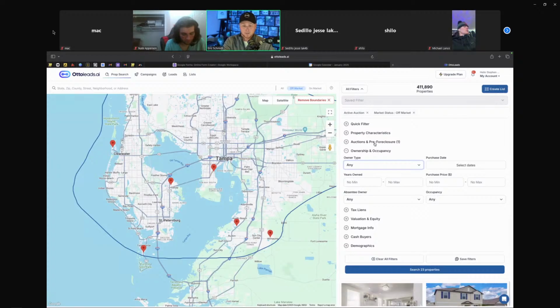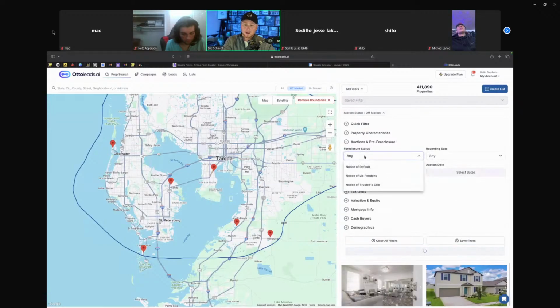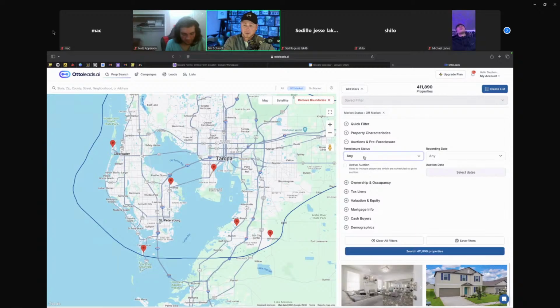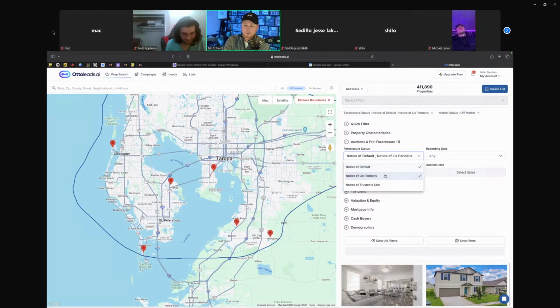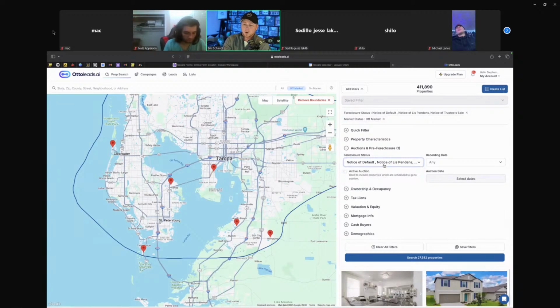Second list, this is a brand new list now. We're going to leave the off market, and I'm going to turn off that active auction. So all we have right now is off market as a filter. And I'm going to go to foreclosure status, and I'm going to do notice of default, notice of lis pendens, and notice of trustee sale. All three of these, just to keep things super simple, just look at all three as their pre-foreclosures. They're behind, and very soon it's probably going to get set to go to auction. The bank's going to foreclose on these people. So great list.